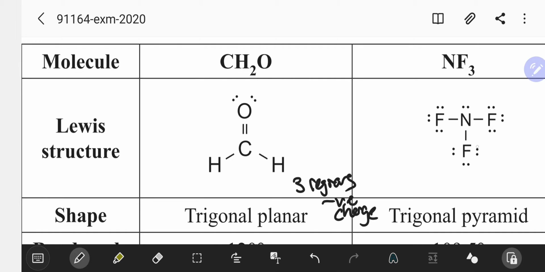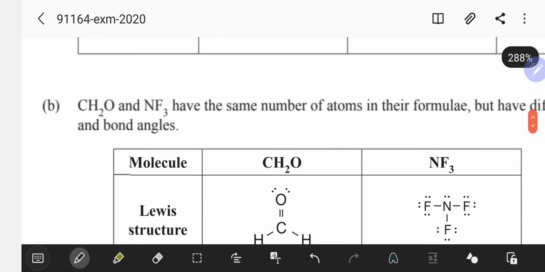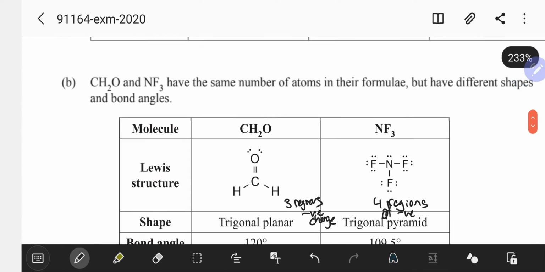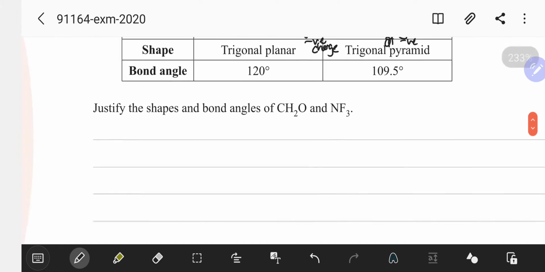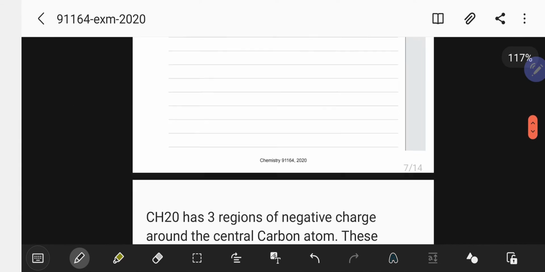This one has 4 regions of negative charge, so they're going to repel differently. These regions repel for maximum separation, so that's why the angles are going to change. The shapes and angles are going to be different, the bond angles and shapes. So how can you write this? You can write it like this.